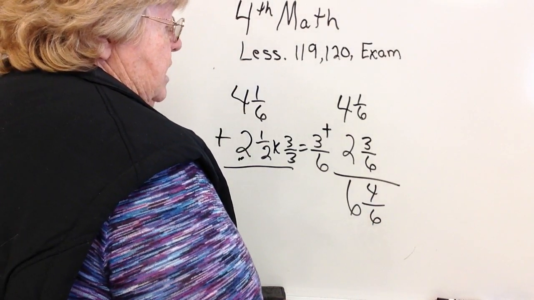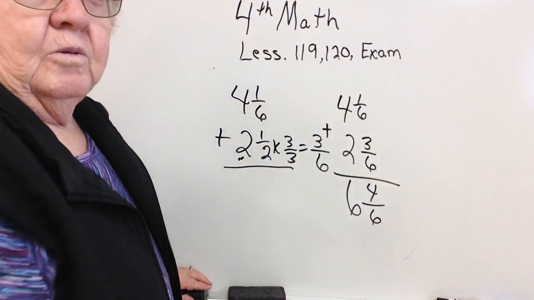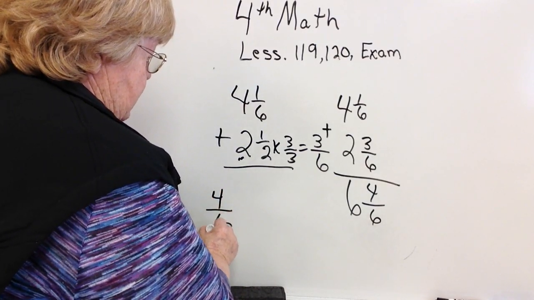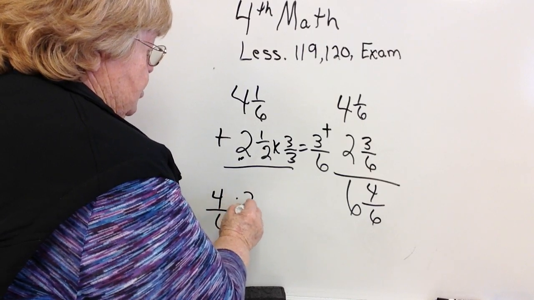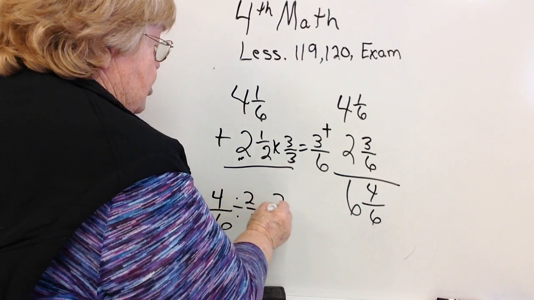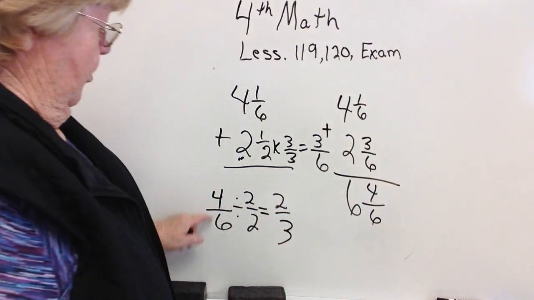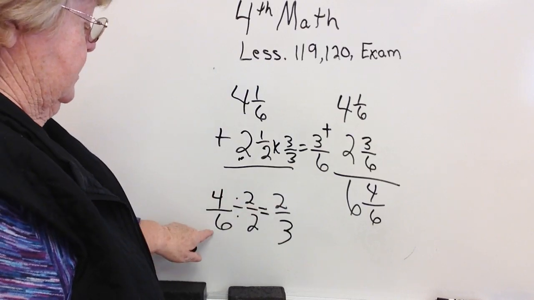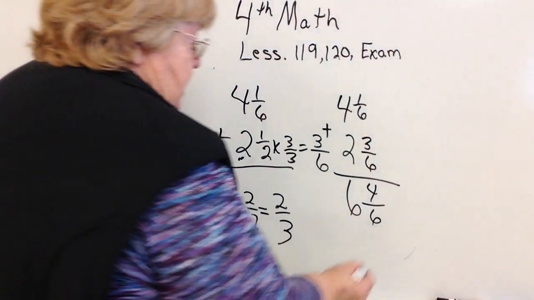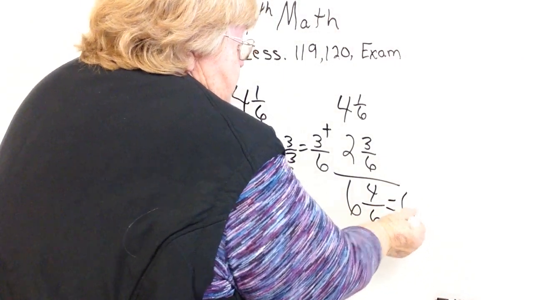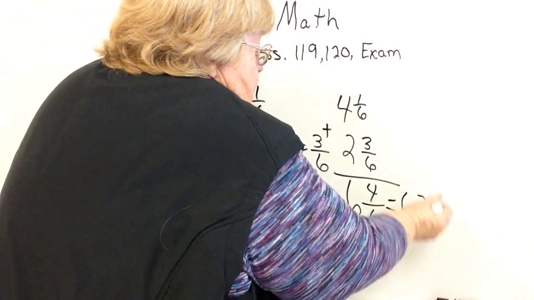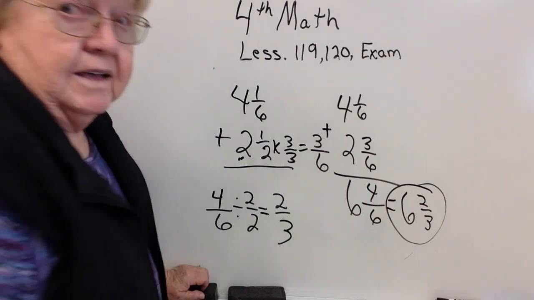So how are we going to reduce 4/6? Well, I'm just going over here to the side and do it. 4/6 divided by 2/2 gives us 2/3. 4 divided by 2 is 2. 6 divided by 2 is 3. So now our answer is 6. Don't forget your whole number. And 2/3. And this is our final answer.